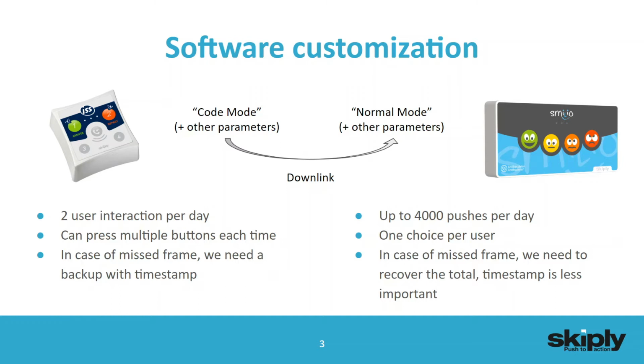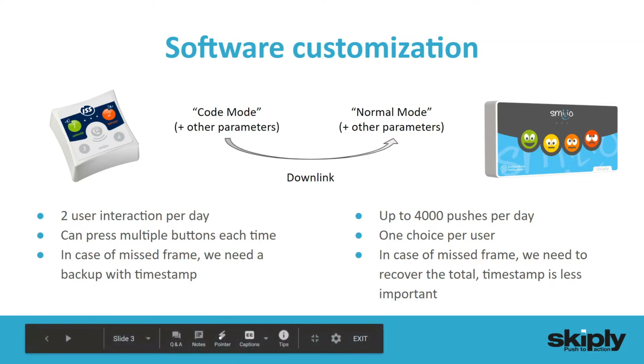It's not a problem. On the right side, if you use smiley buttons, you can have up to 4,000 pushes per day. So that means that you cannot send a frame each time that you press the button. And of course, we try to avoid people voting twice in a very short period of time. So you have only one choice per user, and then you will block the keyboard for a couple of seconds. So how does it work and how can you implement that into TTN? That's something that I'm going to show you.